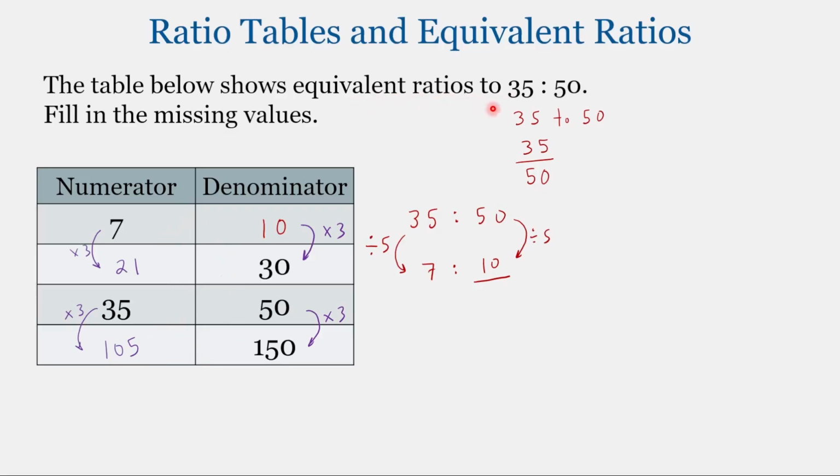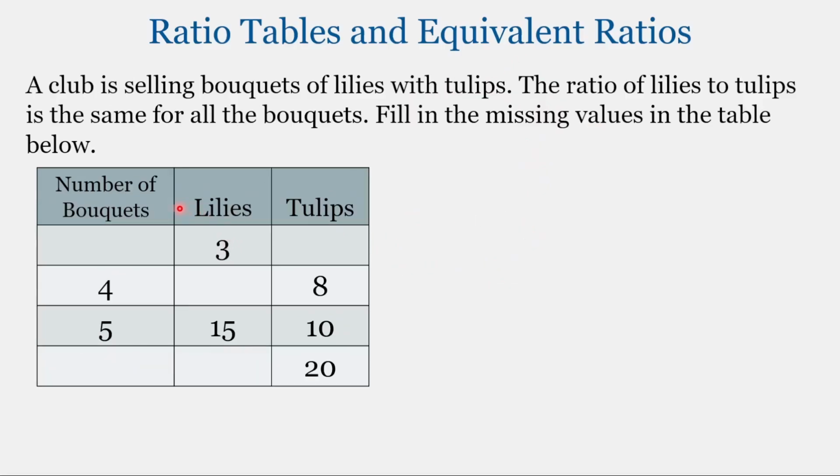So here's just a generic table where we said we had a ratio of 35 to 50. Now let's add some meaning to our ratios. So here we have a club selling bouquets of lilies with tulips. The ratio of lilies to tulips is the same for all the bouquets. Fill in the missing values in the table below. So we're going to start on the row where we have all the information we need. So in this case, for 5 bouquets, we need 15 lilies and 10 tulips.